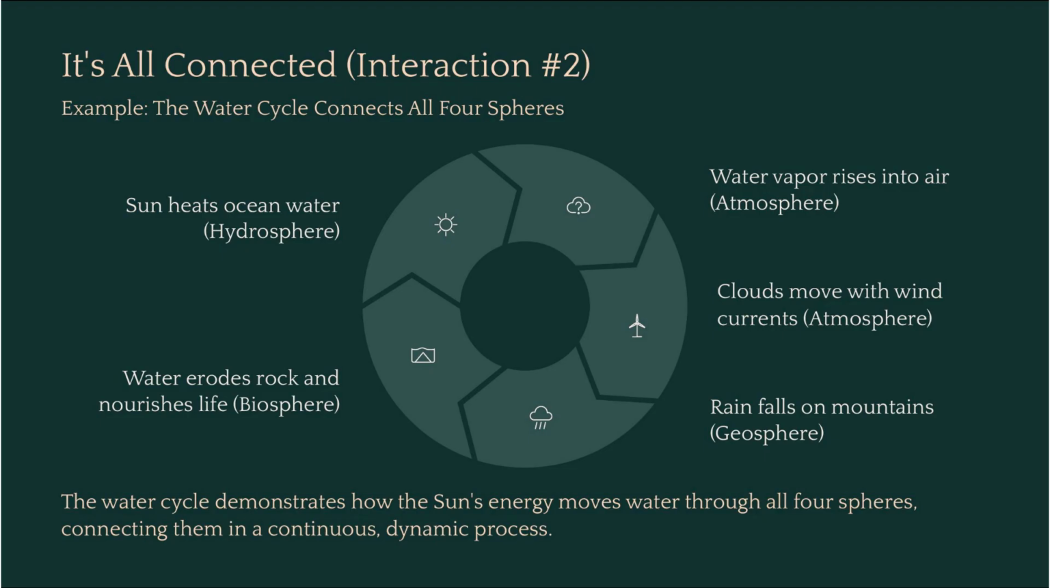Let's take a more common example. A rainstorm. It all starts with the sun's energy. That energy beats down on the hydrosphere, the ocean, causing evaporation. That water vapor rises into the atmosphere to form clouds. The atmosphere, wind, then blows those clouds over the geosphere, the land. The hydrosphere, rain, falls, watering the biosphere, plants and animals. That same rain then runs downhill, carving into the geosphere, erosion, and flowing back to the ocean. Every single sphere is involved.